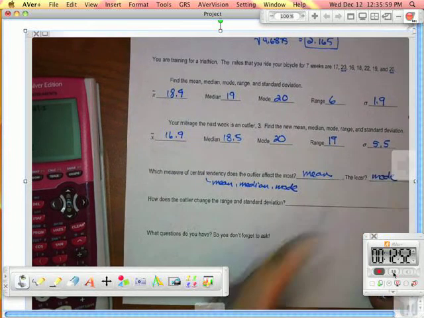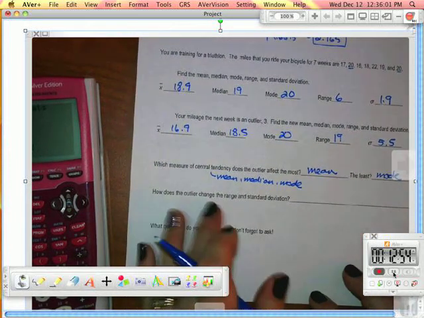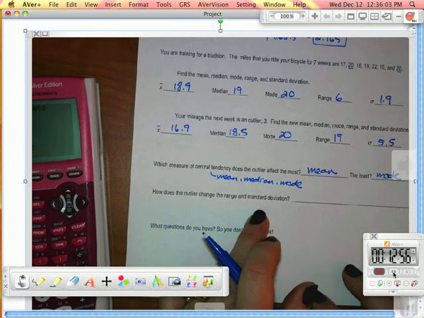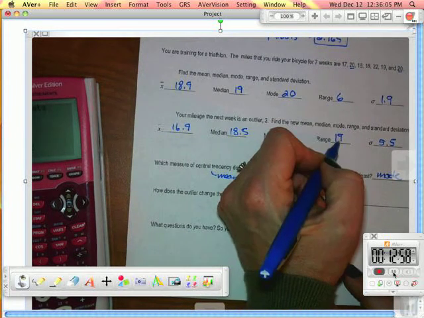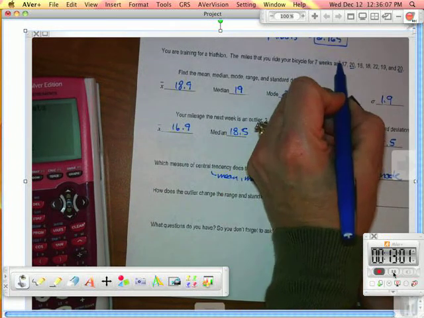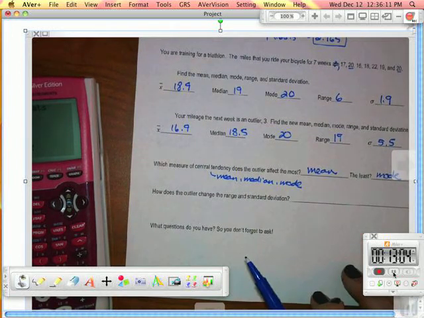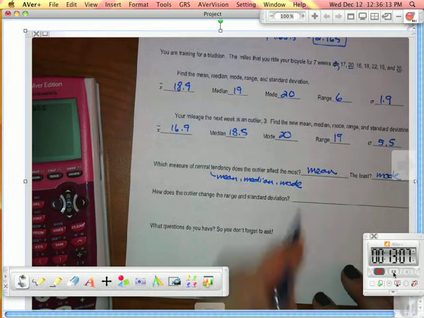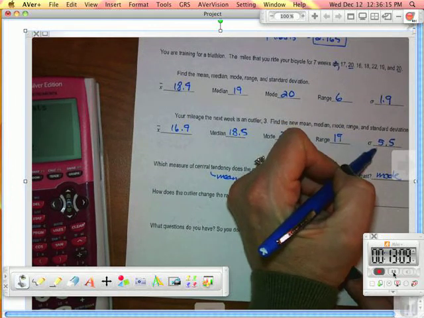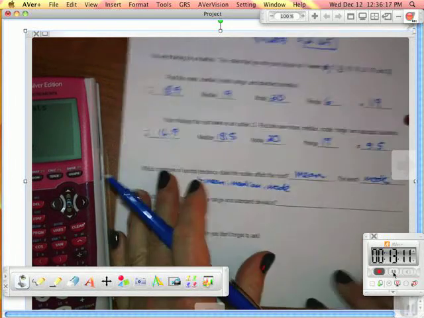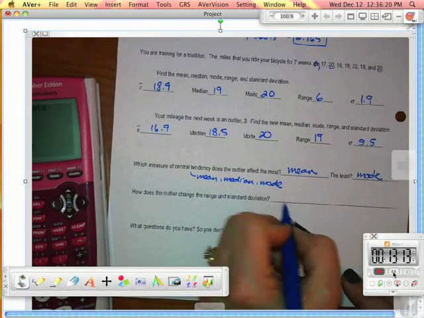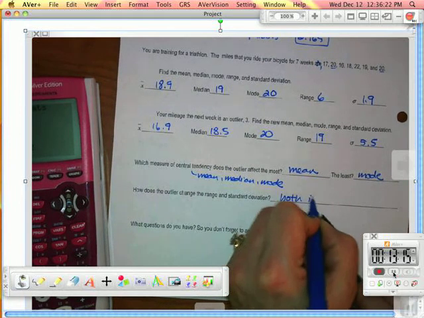How does the outlier change the range and the standard deviation? Well, the range increases quite a bit because you're adding in a 3 here, which would be a huge difference between the biggest number and the smallest number. And the standard deviation changed quite a bit as well. Okay, so you just would say they both increase quite a bit.